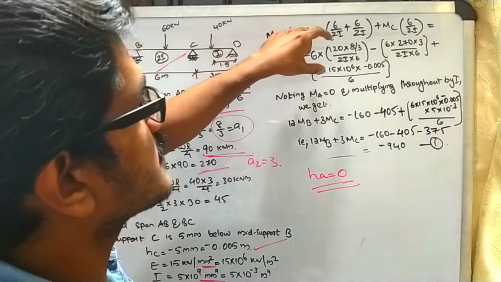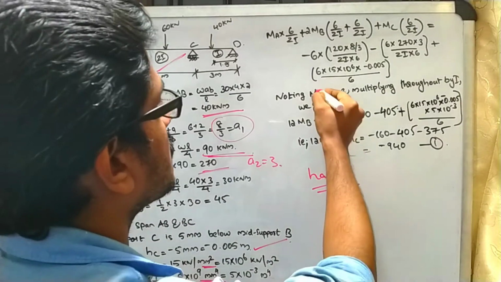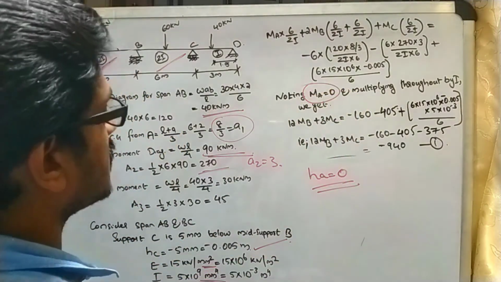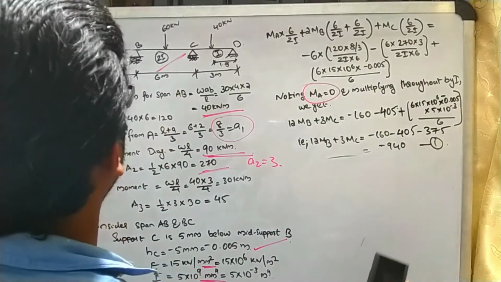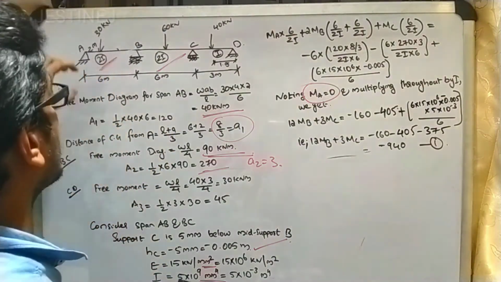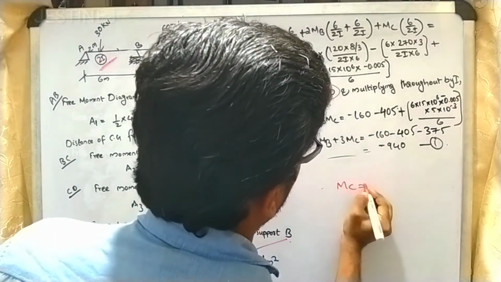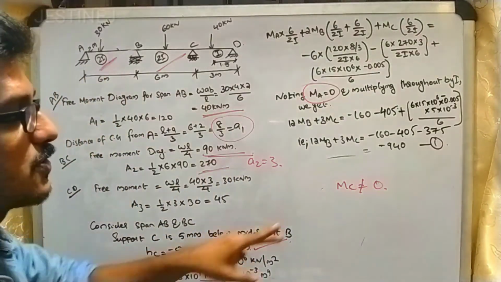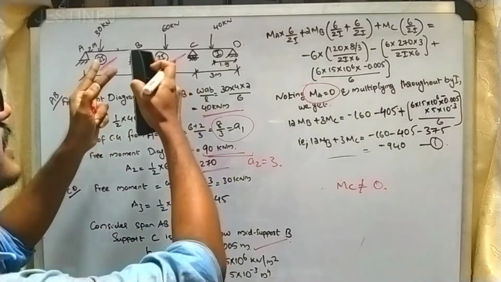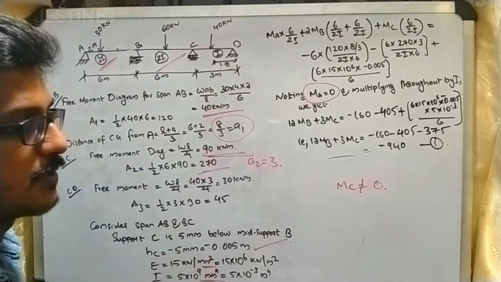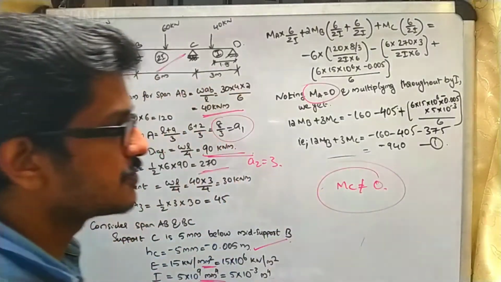And if you directly substitute the values, we know that MA is going to be 0, since the bending moment at the support A is going to be 0. But in the case of MC, it is not going to be 0. Why is it not going to be 0? Since there is a continuation, the CD portion is also there. So it is not possible to be 0.